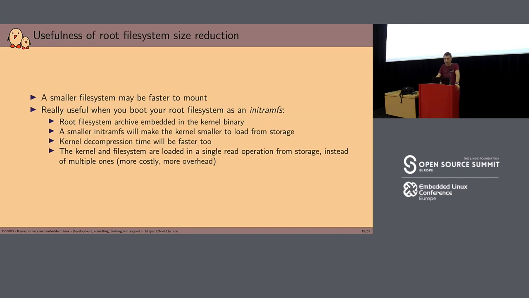So yes, effectively, a smaller file system is faster to mount, especially as our goal at the end is going to be to load the root file system inside the root file system. So the kernel will be smaller to load from storage if the initramfs is smaller. Kernel decompression will be faster too, normally. I'll explain that later. Effectively, the kernel and file system are loaded inside a single read operation from storage, which also makes sense rather than multiple small ones, which may need time to start, and there could be some overhead, the file system layers and things like that. The initramfs is a very efficient technique for accessing files.